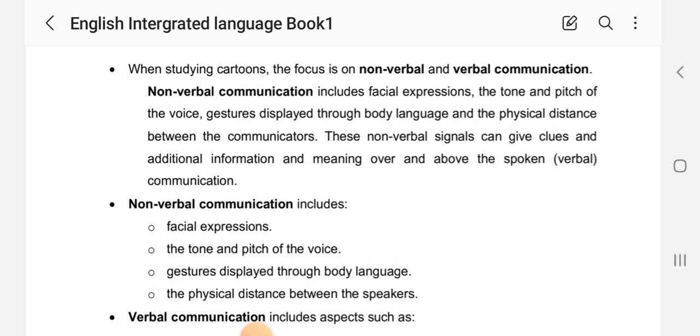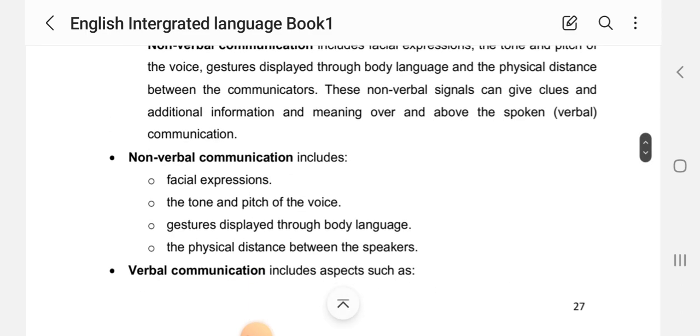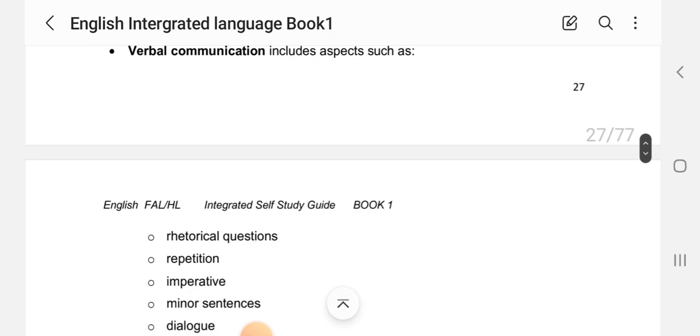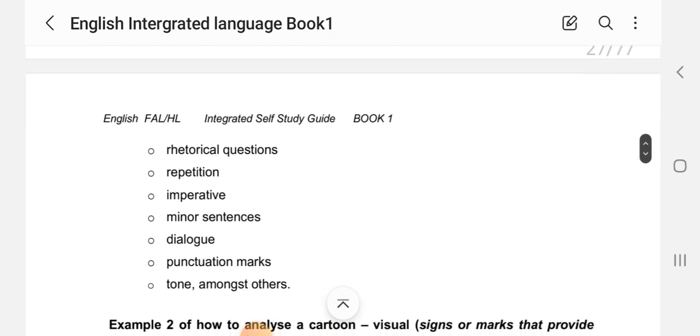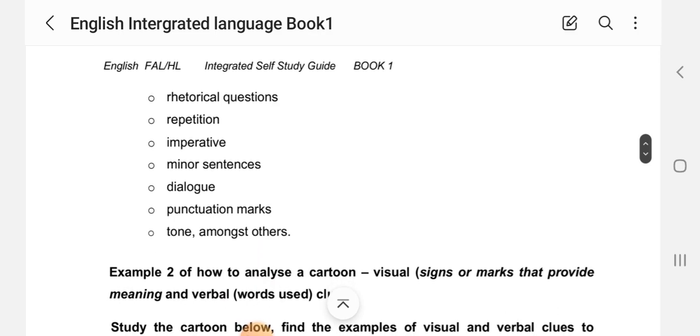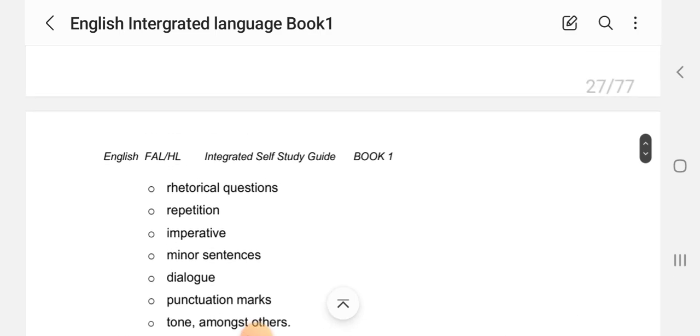Okay, when studying cartoons, focus on non-verbal and verbal communication. So non-verbal communication includes facial expressions, the tone and pitch of the voice, gestures displayed through body language, and the physical distance between the communicators. So that is non-verbal communication. And then we have verbal communication. It indicates aspects such as repetition, imperatives, dialogues, and so forth. Okay, so this is verbal communication. So a cartoon can be written in so many different ways.